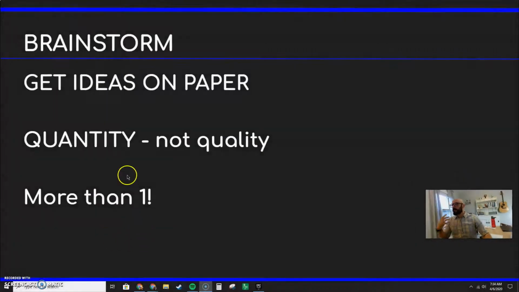So, quantity, not quality. You have to have at least more than one for this project. For my example, going back to my problem with the angle of this phone stand. This phone stand doesn't have an adjustable angle. How can I approach this? Well, I can sketch some simple pictures.